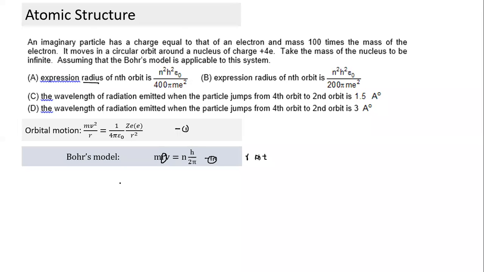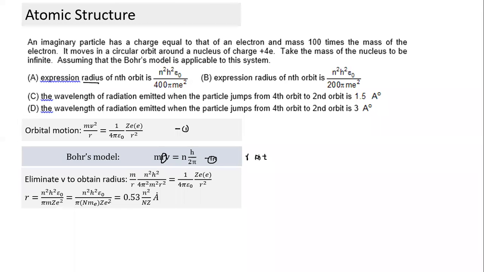So that's the way to find it: eliminate V from the equations and obtain the radius. I have to put the V value from this equation into this equation. V is equal to nh by 2 pi by mr, whole square. So n square h square, this term is equal to this expression here. When you look at this, R gets cancelled, and we get an expression for R.